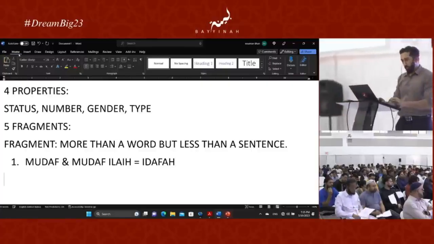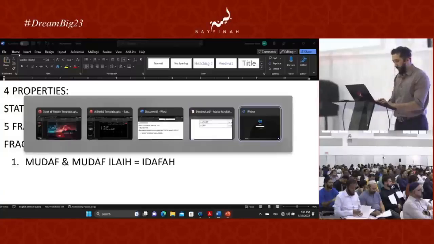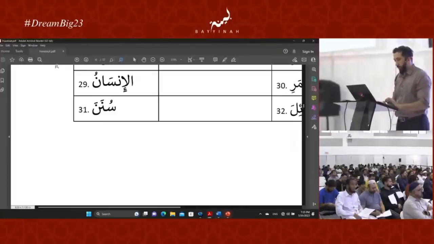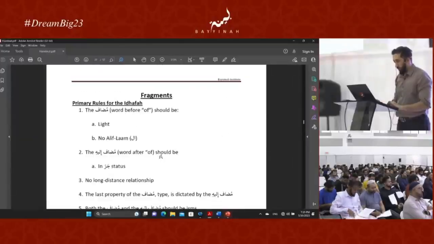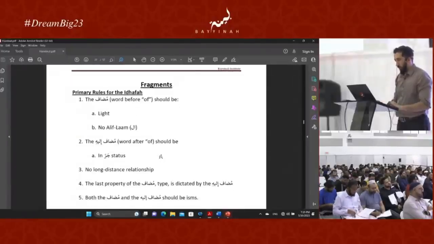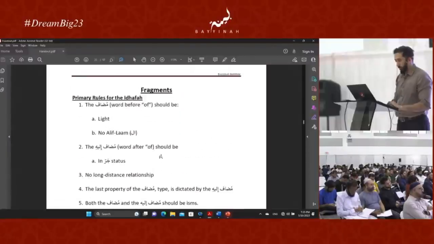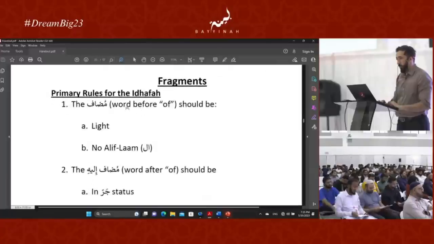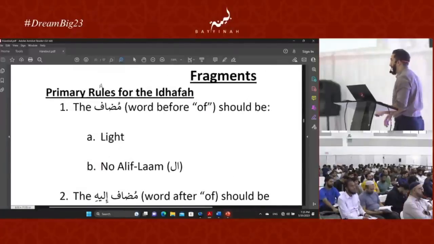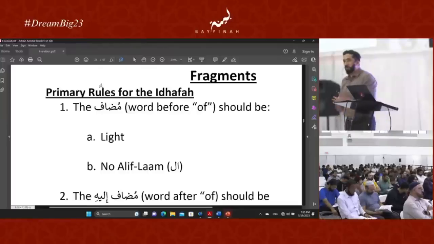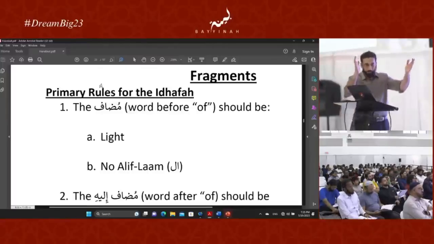So, I'm going to give you some notes on mudaf and mudaf ilayh. In fact, I think they are in your notes already. So let me open them and show them to you. Okay, it should be page 21. Fragments. Primary rules for the idafa, it says on top.